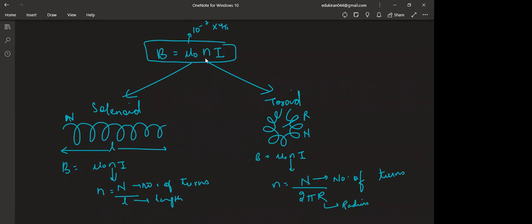B is equal to mu naught n i. Mu naught's value we have also discussed, this is 4 pi into 10 to the power minus 7, which we'll use. I is the current in this formula, and n is the number of turns per unit length. This is not just the number of turns. Capital N I am referring to as the number of turns. All right, just quickly note down this page as well.